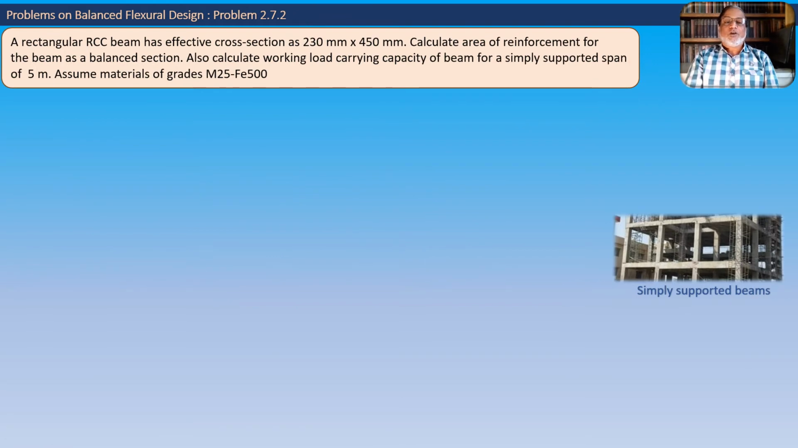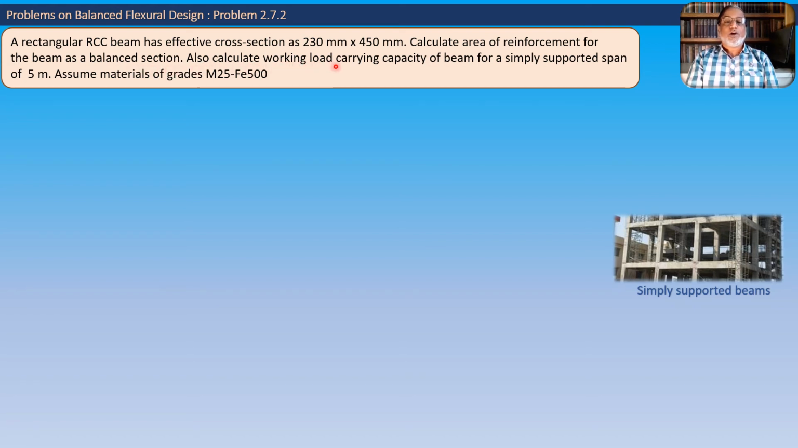Friends, now we will be solving one more problem on balanced flexural design of rectangular beams. Problem 2.7.2. Let us read the statement of the problem. A rectangular RCC beam has effective cross section as 230 mm by 450 mm. Calculate area of reinforcement for the beam as a balance section.